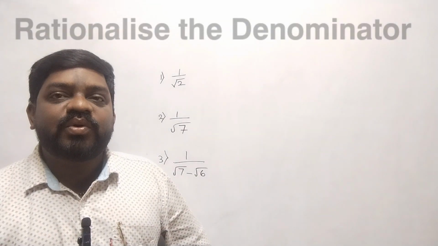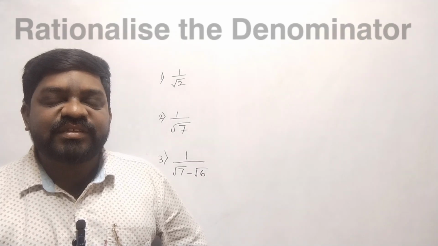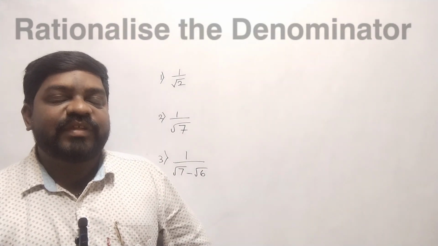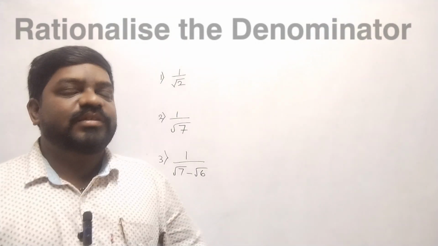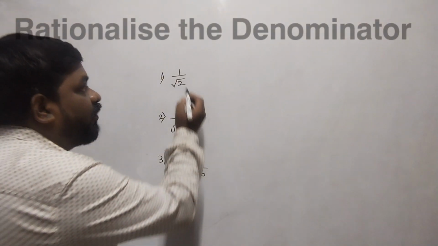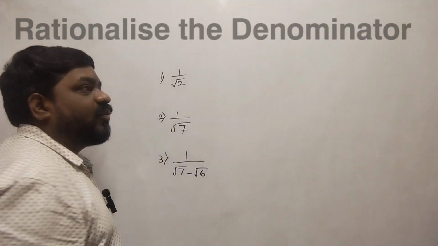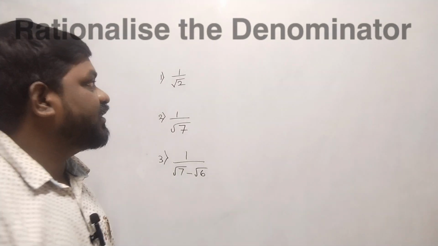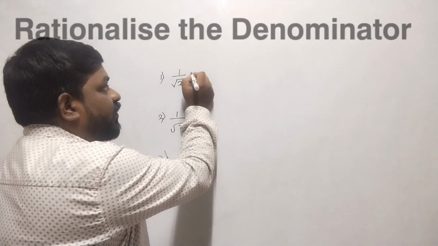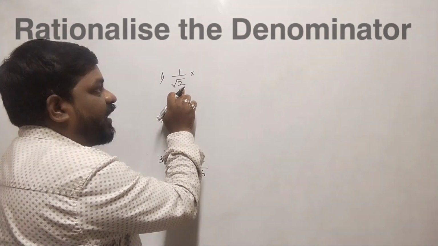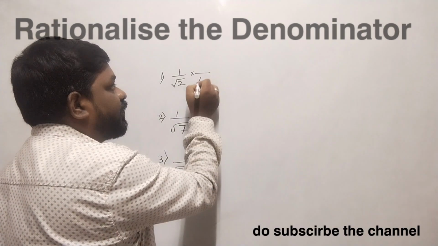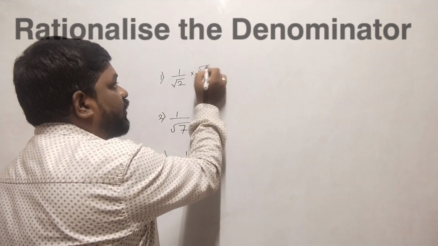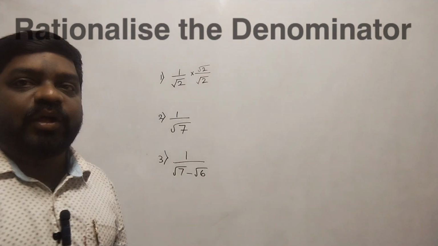We have root 2 in the denominator, which is an irrational number. So we need to rationalize that denominator. Whenever you have a question like this, that is 1 by root 2, with only a single term in the denominator, multiply by the same denominator, that is, multiply by root 2.